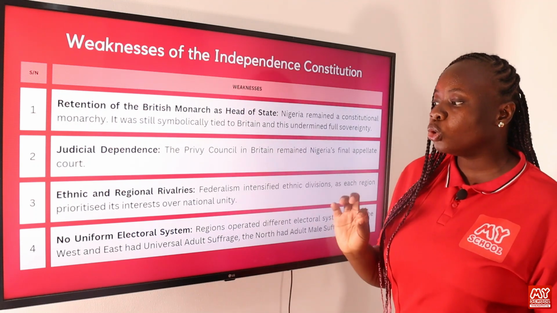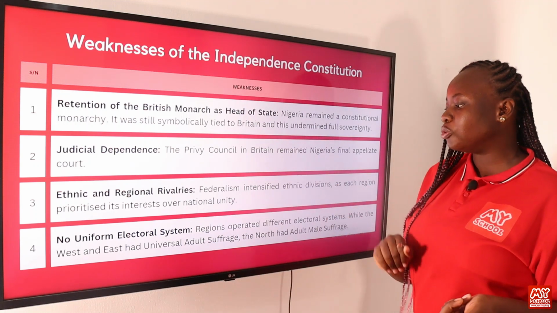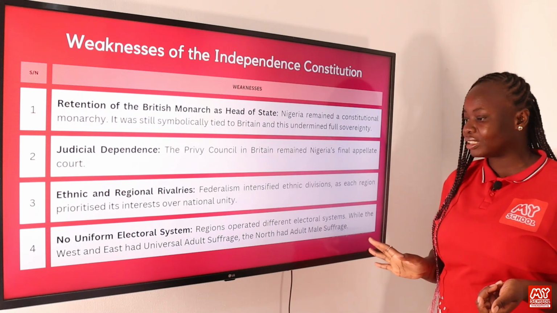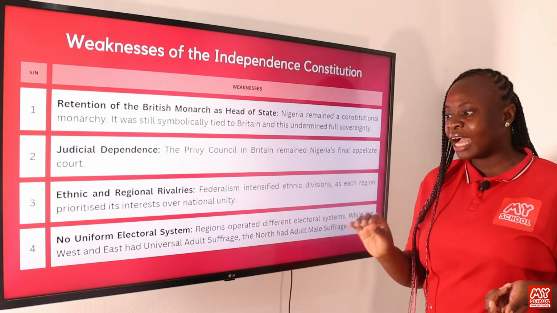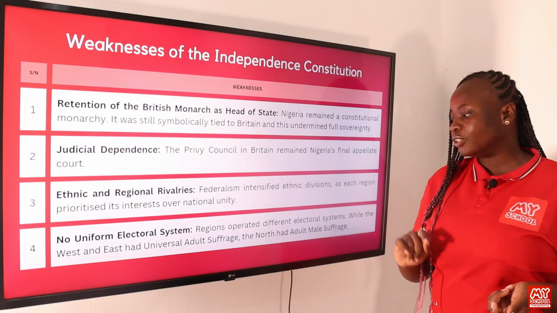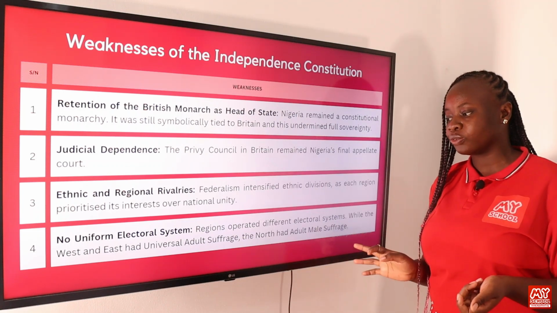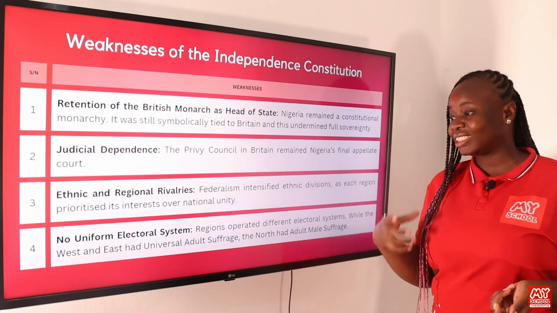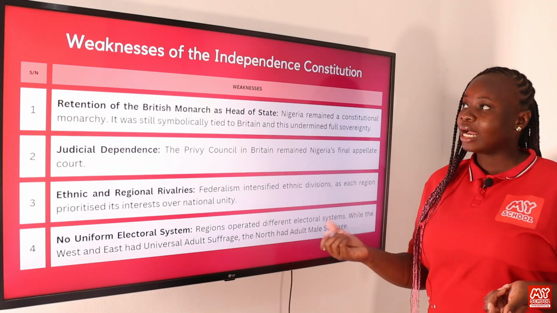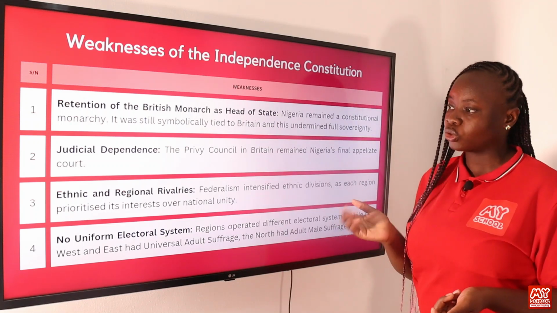Then there was also no uniform electoral system. The regions still operated different electoral systems. So while the West and the East had universal adult suffrage, the North had adult male suffrage. This means that women in the North were still not allowed to vote at that time. And that is a major weakness of the Independence Constitution.